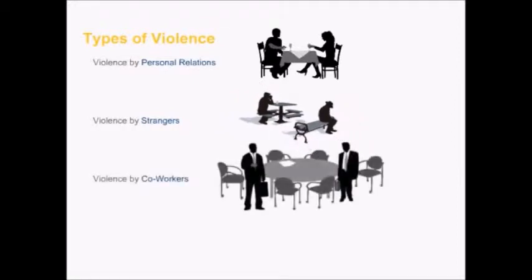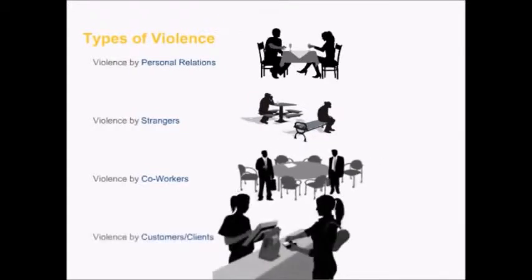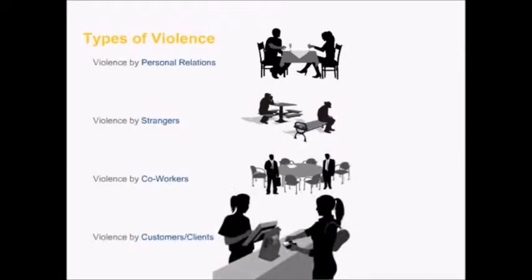With violence by coworkers, the perpetrator has an employment relationship with the victim, meaning the perpetrator can be a current or former employee, prospective employee, coworker, or supervisor. And with violence by customers or clients, the violence is committed by someone who receives a service provided by a business, such as a current or former customer, client, patient, passenger, criminal suspect, or prisoner.